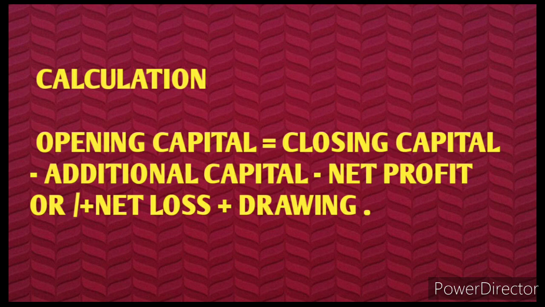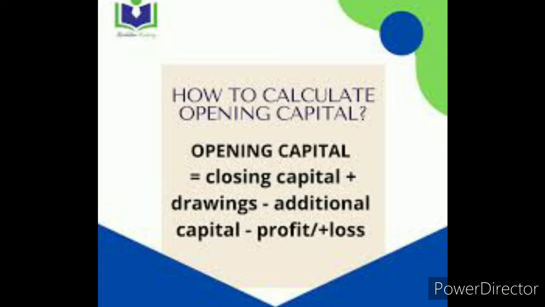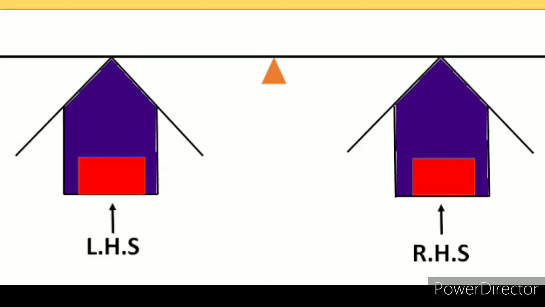But if the closing capital is given in the question, then the formula will be opening capital is equal to closing capital minus additional capital minus net profit, and if there is a loss then it will be plus accordingly, and plus drawing. So our opening capital will come. So here the complete maths formula is being applied, that whenever we shift from LHS to RHS, whatever is plus becomes minus, and whatever is minus becomes plus. So this was our opening capital.